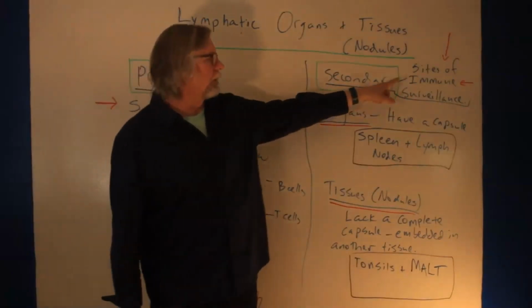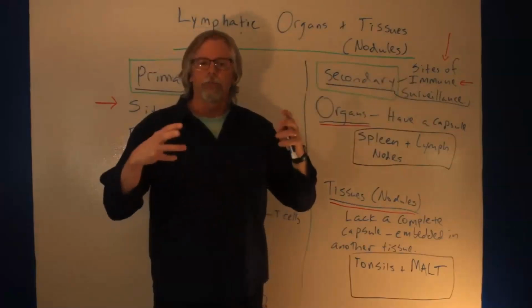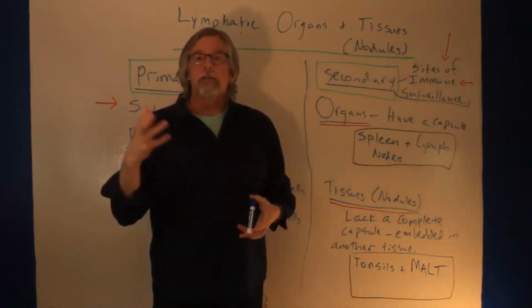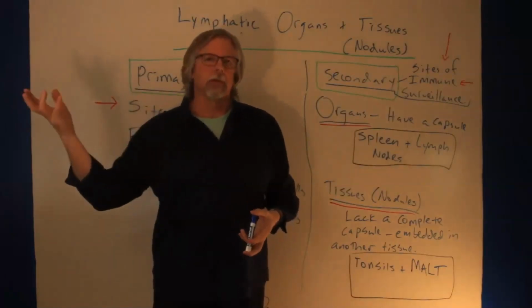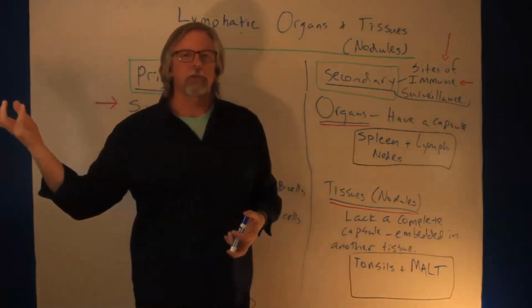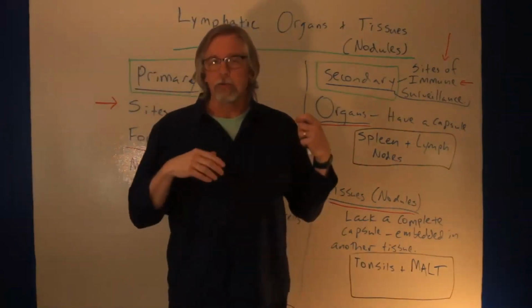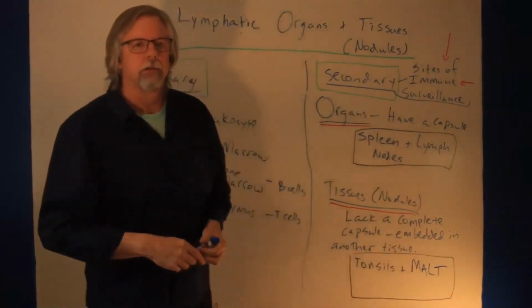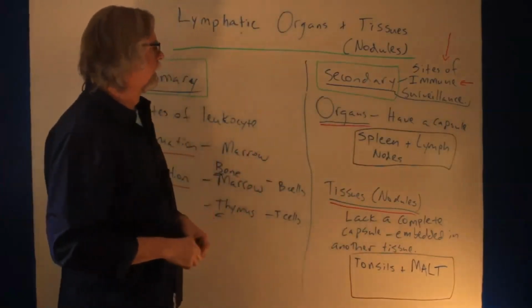These are sites where these mature immune system cells are going to be performing the function of immune surveillance, surveilling whatever's coming into the body. Is this a normal substance or is this some kind of pathogen? And if it's a pathogen, they will mount an immune defense against this, an attack, basically, to try to neutralize it or get rid of it from the body.